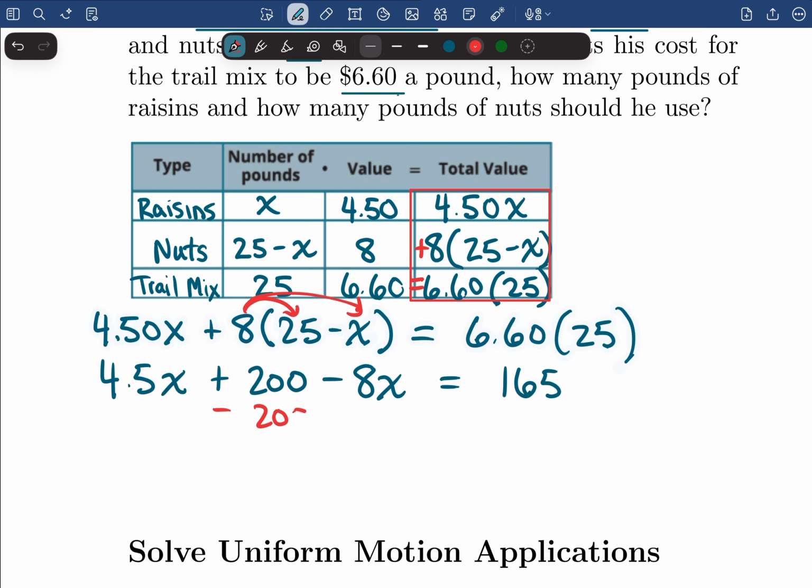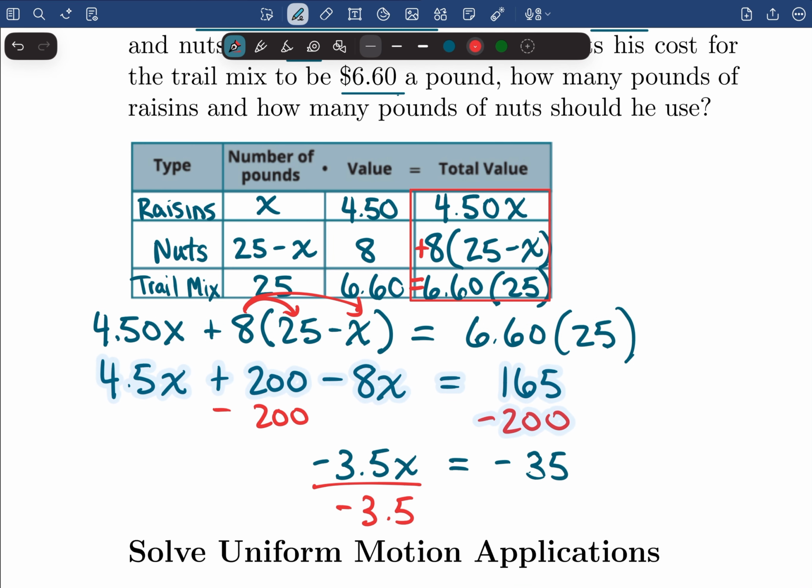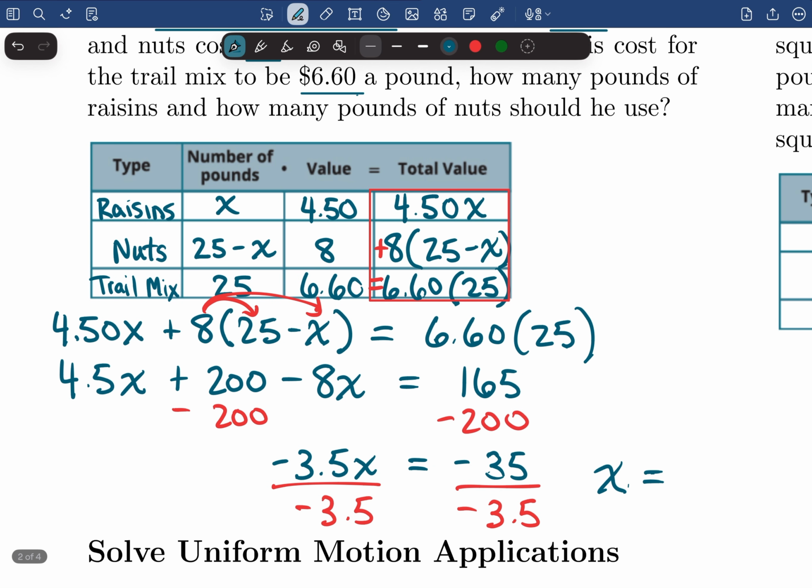Now, I'll subtract the constant from the left-hand side to the right-hand side, and I'll combine like terms with the variable x. 4.5x minus 8x is negative 3.5x. And 165 minus 200 is negative 35. At this point, I'll divide by negative 3.5. And I find out that x is equal to 10. X is equal to 10. Negative 35 divided by negative 3.5 is 10.